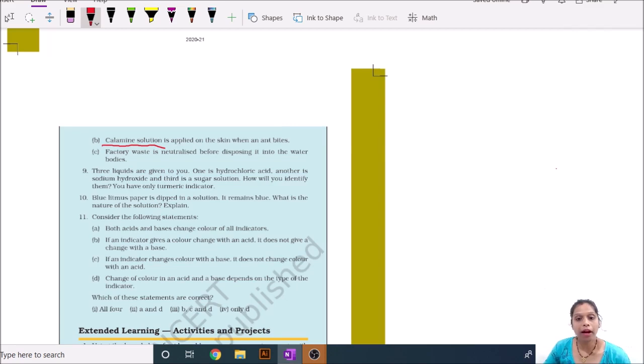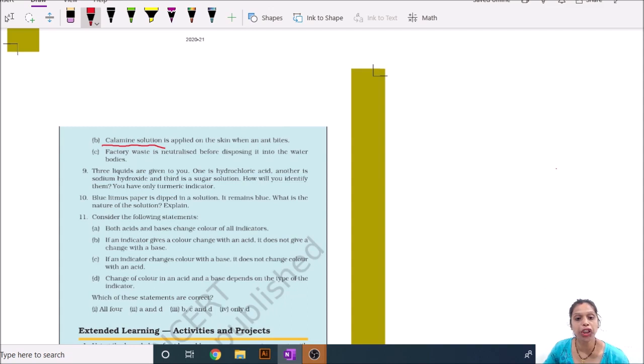Factory waste is neutralized before disposing into the water body. Yes, before the waste is disposed, we neutralize it, and it is very important for the survival of fish that live in a river.